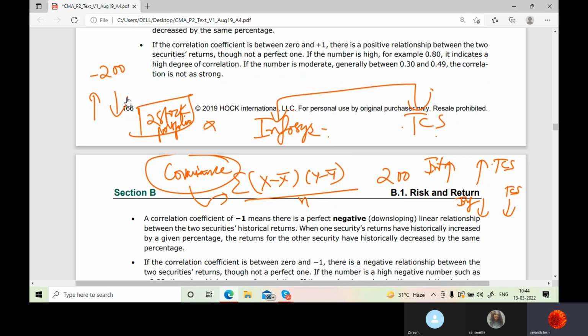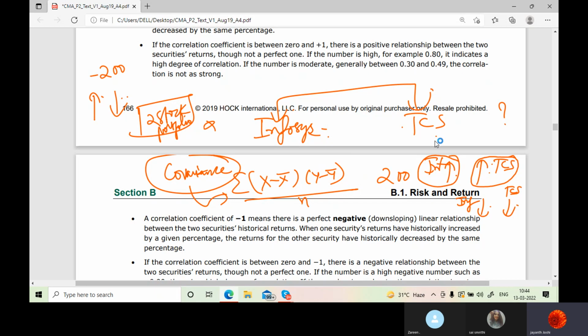There's a negative relationship. The point we are concerned with is that if this goes up, this goes up; this goes down, this goes down; or if this goes up, this can go down. These are the three scenarios. But I want to know, if there is an impact on Infosys, what kind of impact it has on TCS also.